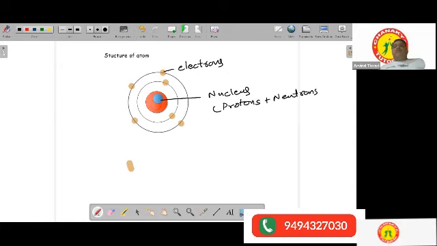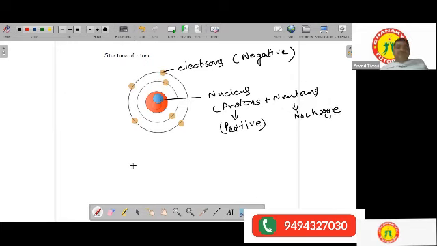Okay. Electrons carry negative charge, and they are very light, whereas the protons carry positive charge. The neutrons do not carry any charge. They are neutral. Now, overall, the atom is neutral. So, overall, whatever particles are around you, they are neutral.